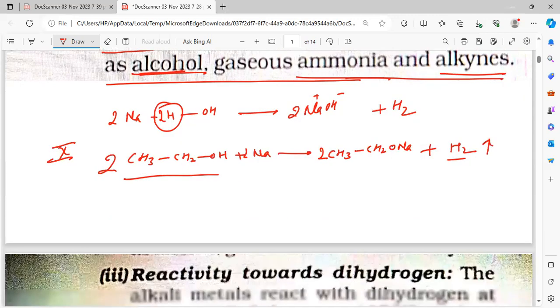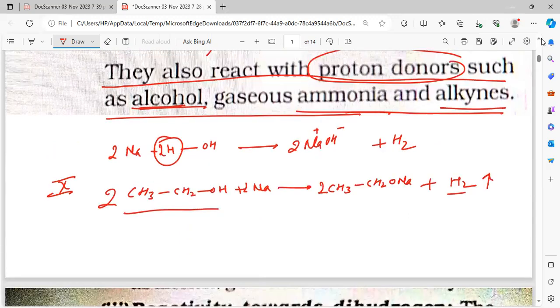Yes or no? Yes. It is also reacting with gaseous ammonia and alkyne. Alkyne I am dealing with here: CH triple bond CH. This is the sp hybridization. Now, sp hybridization means 50% s character, so high electronegativity is there. So it will react with the electropositive sodium. So two sodium react.